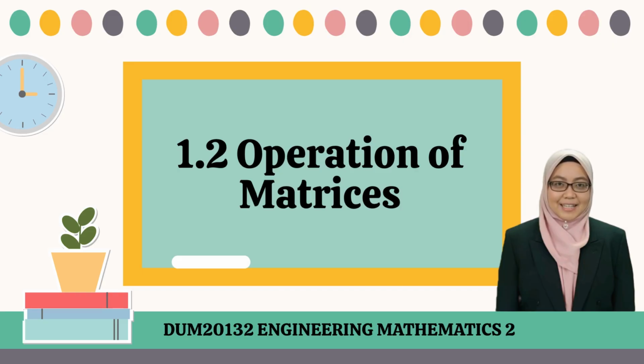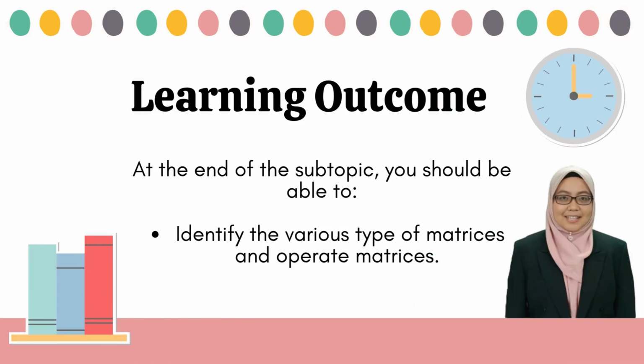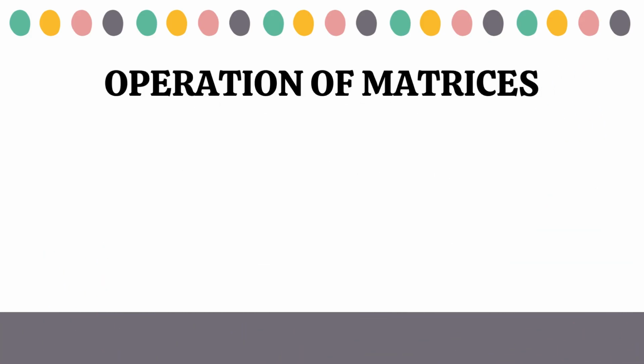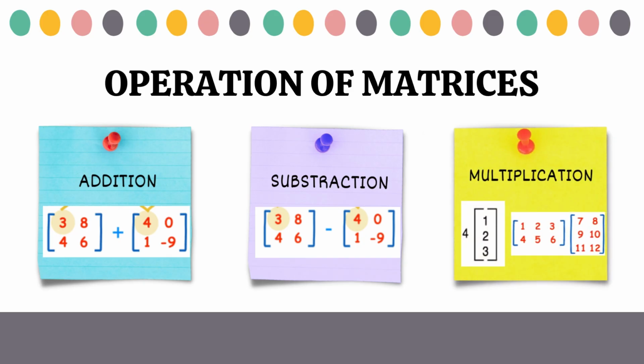In this subtopic, we will learn how to add, subtract, and multiply matrices. You will see how these operations follow specific rules and how they are used to solve mathematical problems. Learning outcomes. At the end of this subtopic, you should be able to identify the various types of matrices and operate matrices. Operations of matrices involve performing basic mathematical operations like addition, subtraction, and multiplication on matrices.